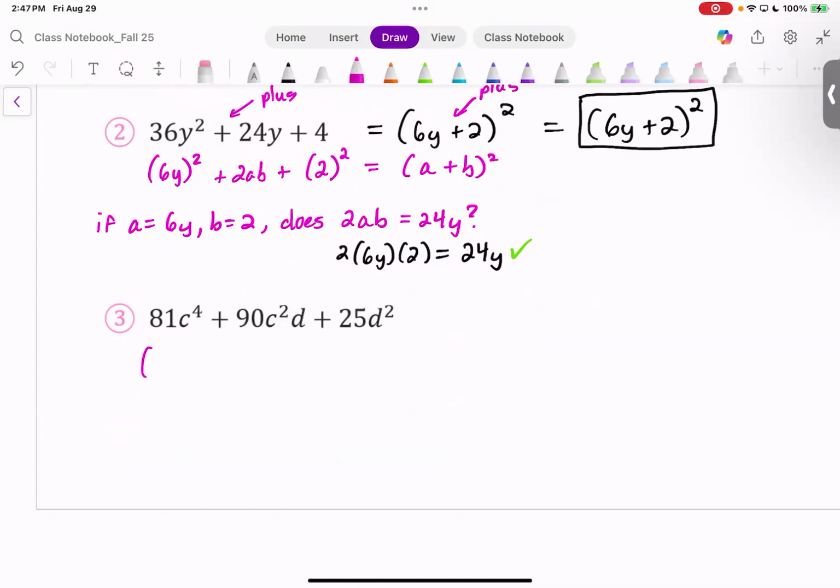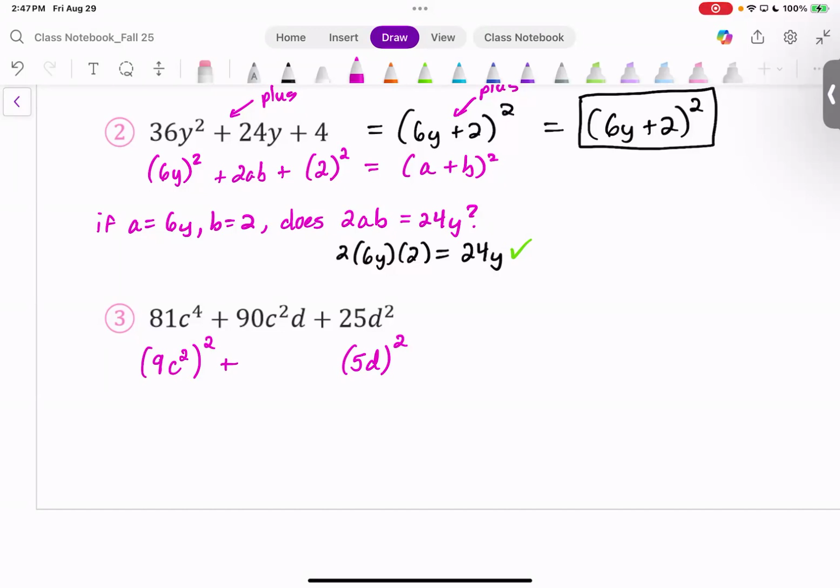81 is 9 squared. Remember that any even exponent is divisible by 2. So I'm going to make 9c squared. So 4 divided by 2 is 2. And that's what's going to be squared. Here, 25 is 5 squared. And I also have a d squared, so that's 5d to the power 2.